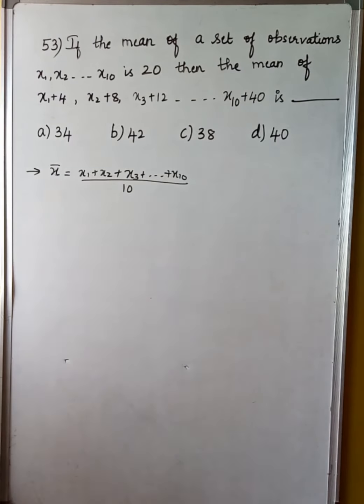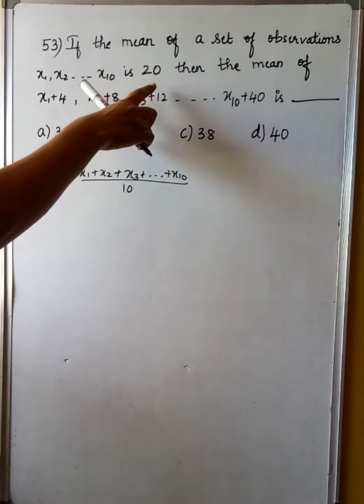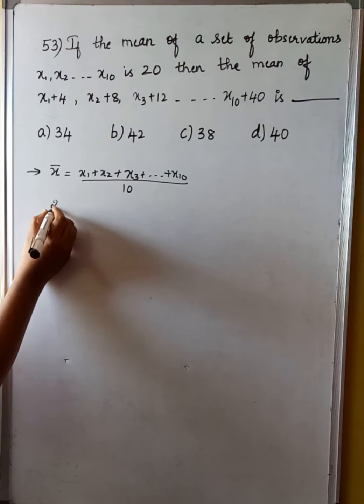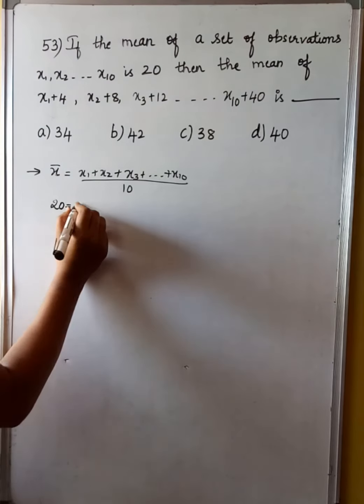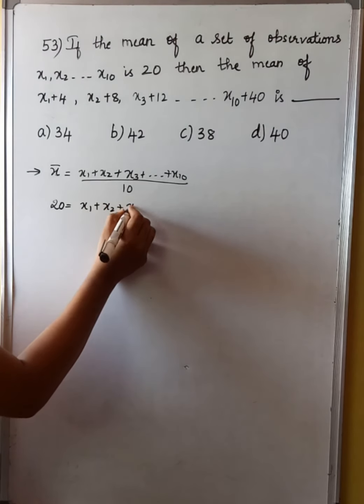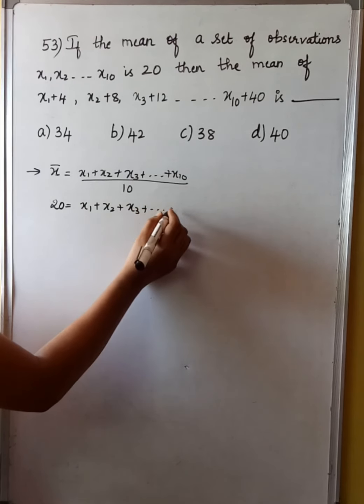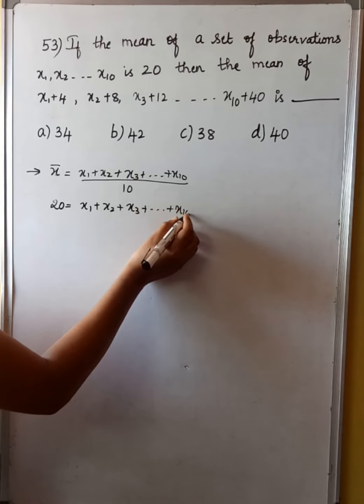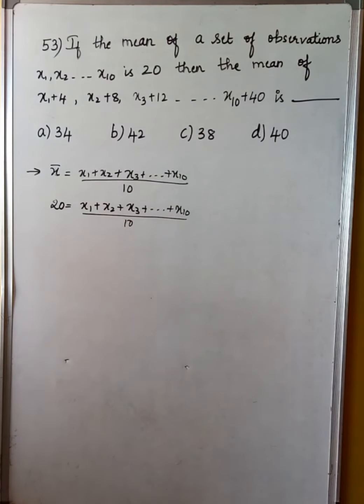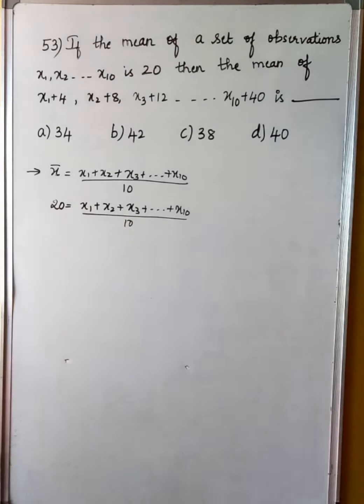Here, x1 to x10 is nothing but, they said, 20. So the mean is already given to us. Mean is nothing but 20, they said, is equal to x1 plus x2 plus x3 plus so on up till x10, whole divided by 10. Is it clear? Now just cross multiply.